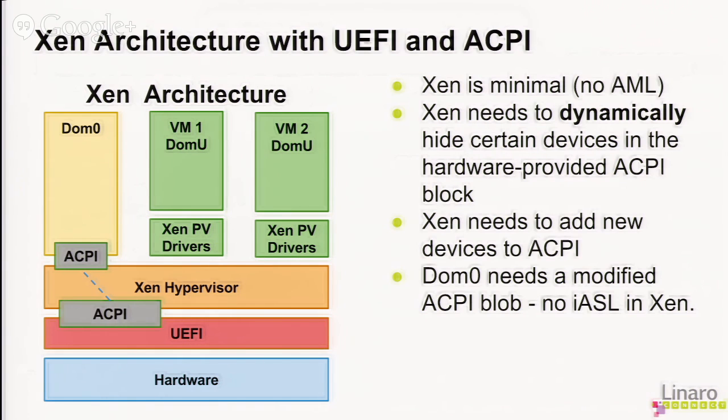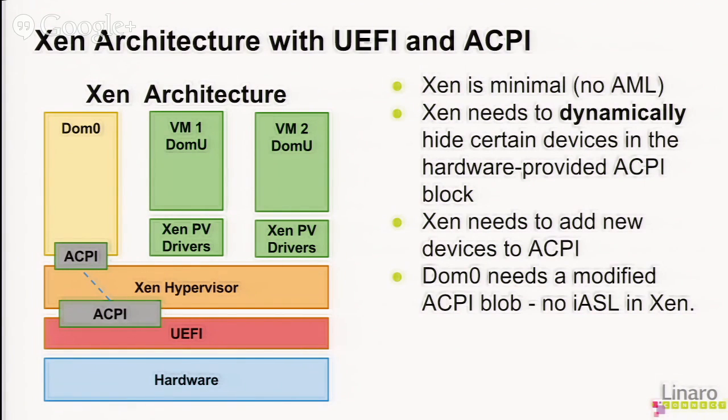And we need some mechanism for Xen to tell DOM0 that you should not be looking at these devices, or you should be looking at a different version of these devices. But Xen can't, because it's a minimal instance, it can't go and modify a full ACPI block and recompile an ACPI block and basically change that.